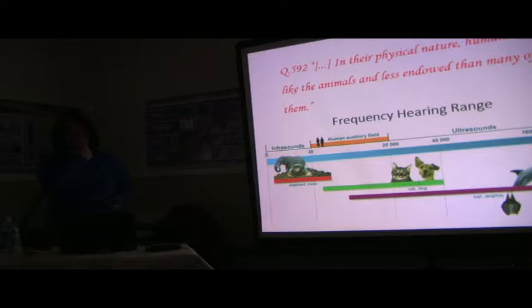frequency hearing range. The human auditory range is between 20 and 20,000 hertz. So that's what we can hear. Our auditory range is much less than that of the dog and the cat. They can hear what we hear, and they can hear more, double, in terms of ultrasounds.